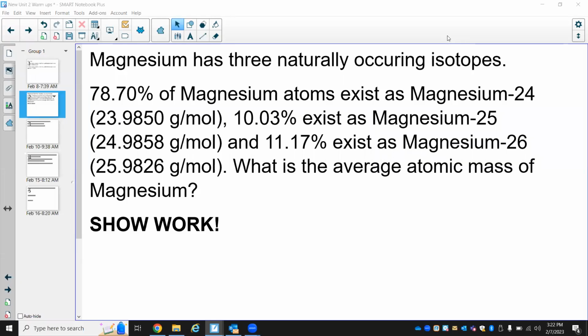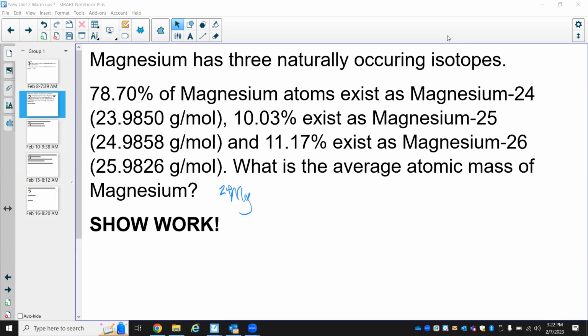All right, guys, we're going to do a quick recap from yesterday where we covered calculating average atomic mass. So let's look at this problem. Here it says we have magnesium that has 3 naturally occurring isotopes. So remember, we're going to have a problem for each isotope. It tells us that 78.70% of magnesium atoms exist as magnesium 24, which is a mass of 23.985 grams. So remember, we're doing this for each isotope, I'm going to do just magnesium 24. That way I can keep them separated.